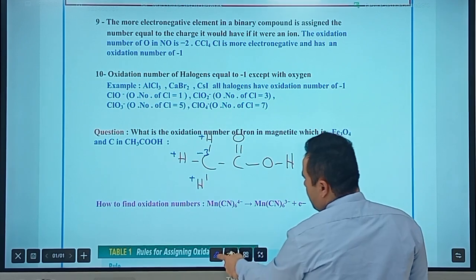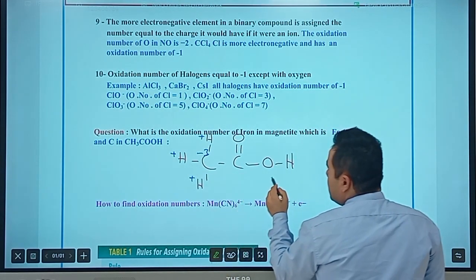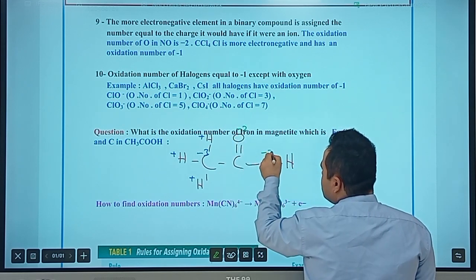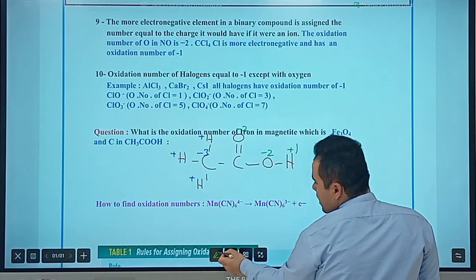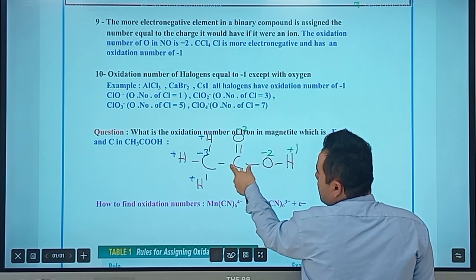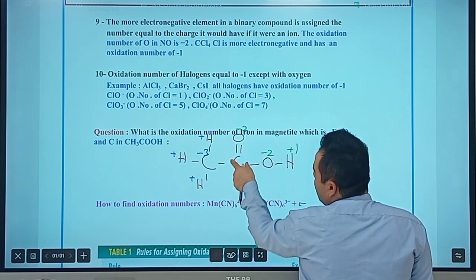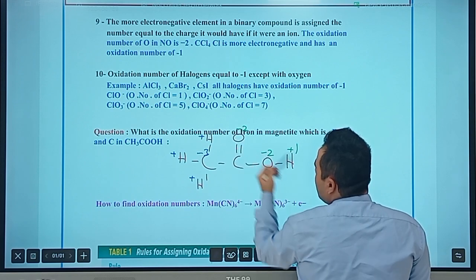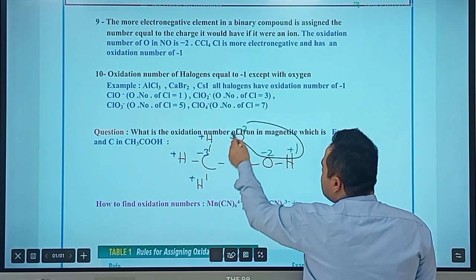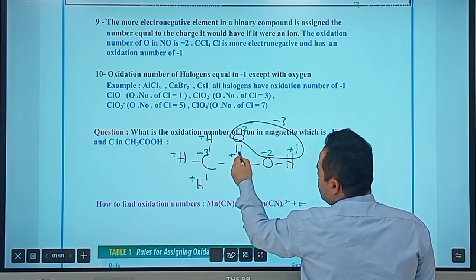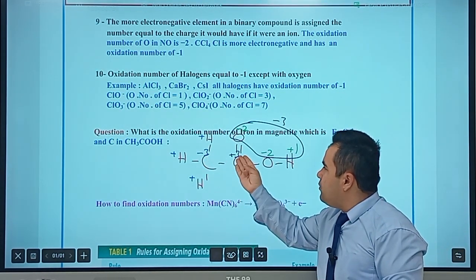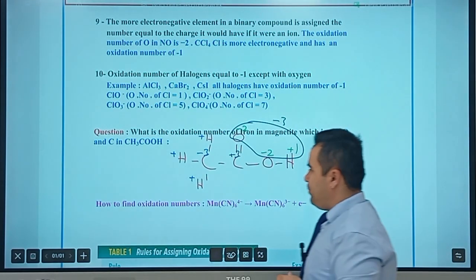How about the second carbon, guys? The second carbon, the surrounding atoms: oxygen is negative 2, this oxygen is negative 2, and that hydrogen is positive 1. So how can we determine the oxidation number of carbon? The summation of these must be balanced by the oxidation number of the central atom. -2 -2 +1 equals -3. So the surrounding equals -3. This should be positive 3 in order to balance the surrounding oxidation numbers. So in this case, the first carbon is negative 3, the second carbon is positive 3.